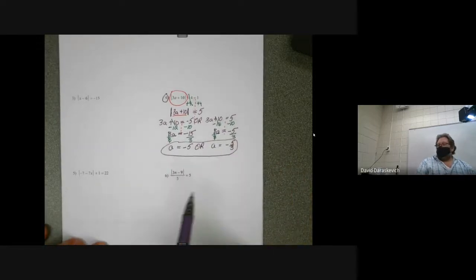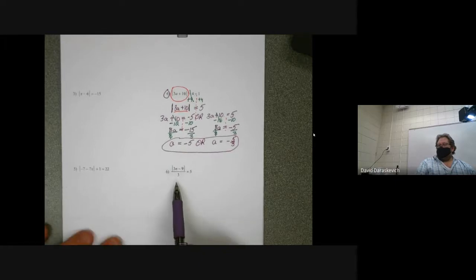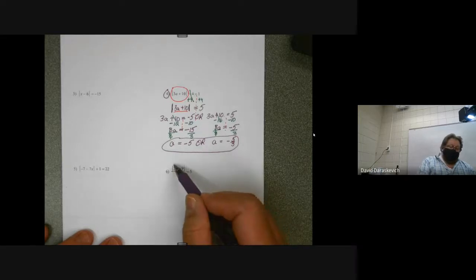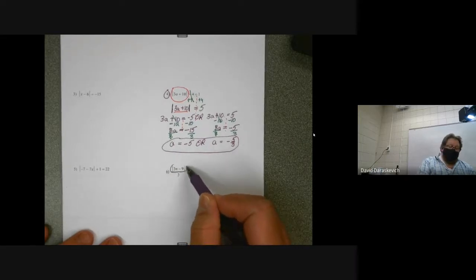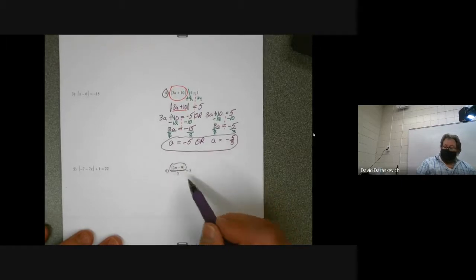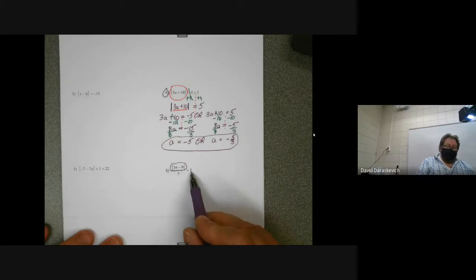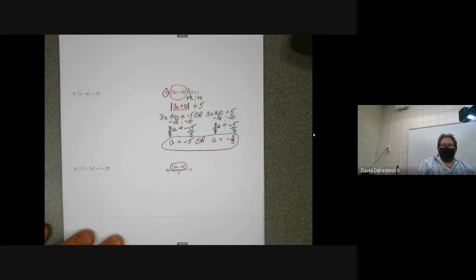Now, number 6, be careful. Before you set this equal to 5 and negative 5, you have to get this by itself first. Okay? So you're going to have to multiply both sides by 3 first, which means you're going to have negative 15 and positive 15. Just a little hint.